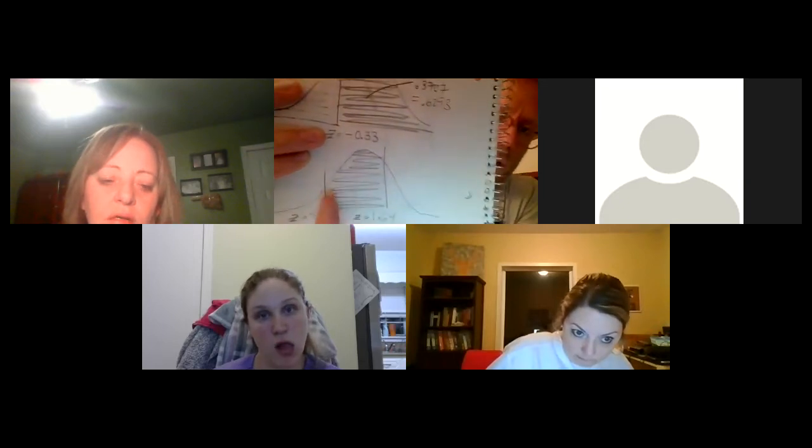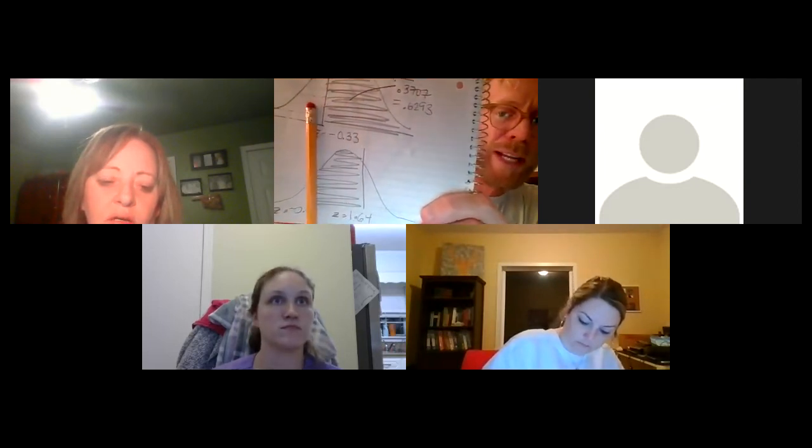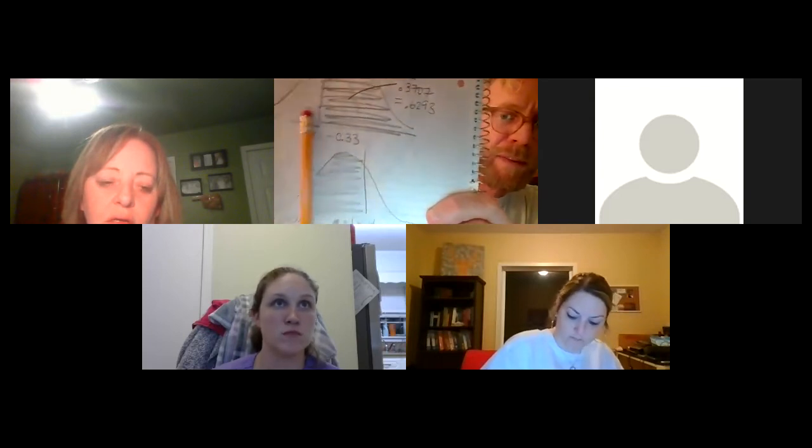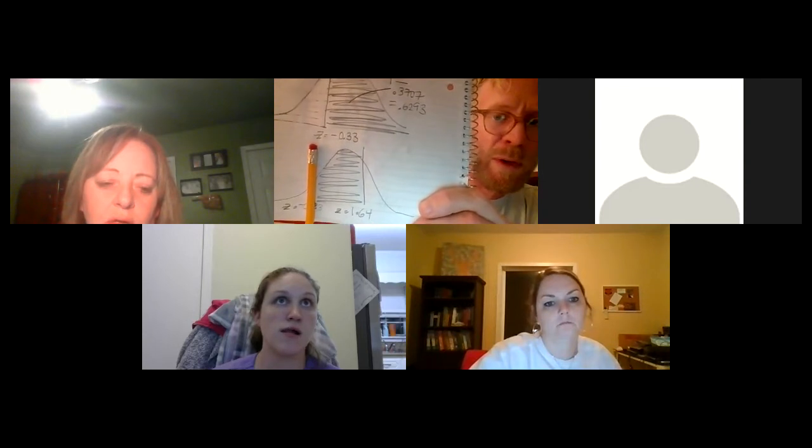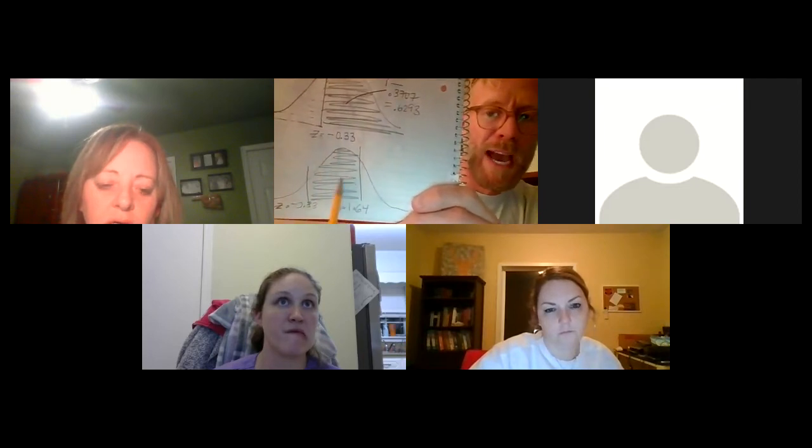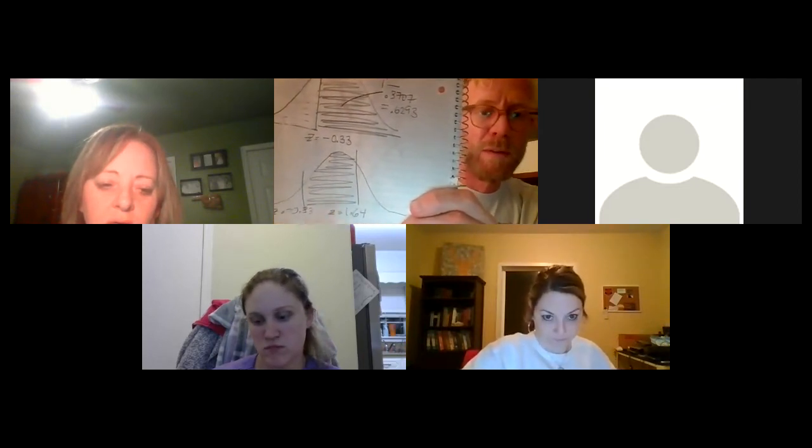Okay, so now notice this is not symmetric anymore. If this is the middle of my curve, there's more shaded in this direction than this direction. But I've given you z-scores. I said this line right here corresponds to negative 0.33. And I've said that this line corresponds to the z of 1.64. Now, what I'm asking you all is, how do I find the area in between those two?